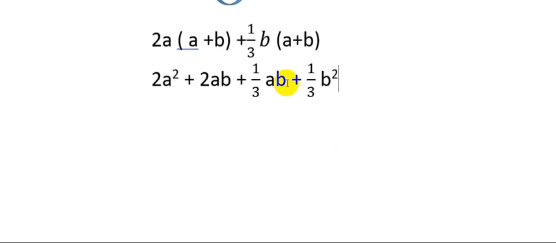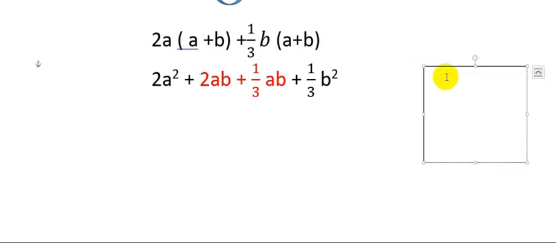Here also we find there are two similar terms, that is 2ab plus 1/3 ab. That calculation is very simple. You can simply take 2 plus 1/3. So you're going to simplify a number with a fraction. So you get the denominator value as 3.